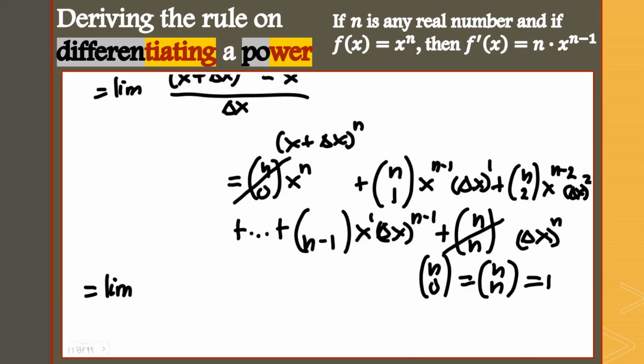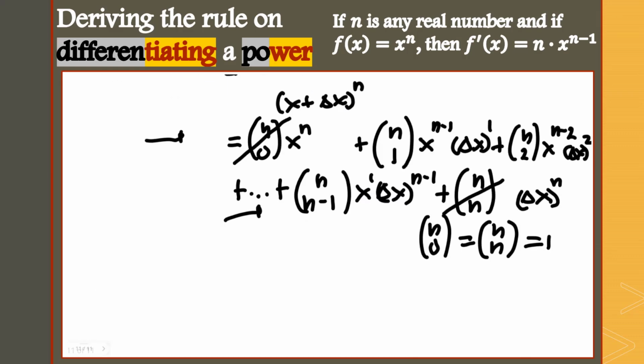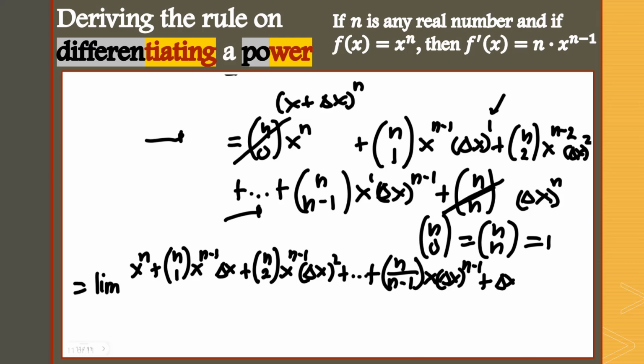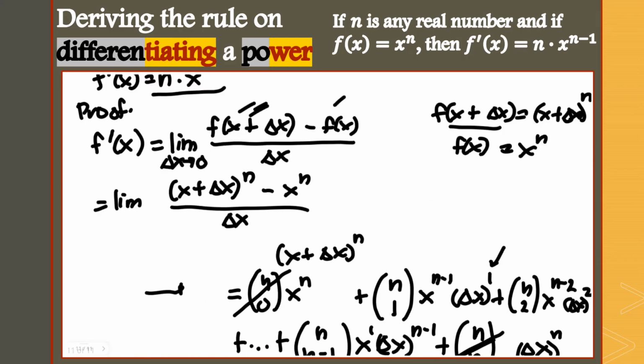Hence, again, let me rewrite this. So we have here the limit. Writing all of this, you have x to the power of n plus n taken 1, x to the power of n minus 1, then delta x, because that's the power of 1 here, plus n taken 2, x to the power of n minus 2, the square of delta x, plus dot dot dot, plus n taken n minus 1, x, delta x to the n minus 1, and plus, since this is 1, delta x raised to n. This is just this idea here.